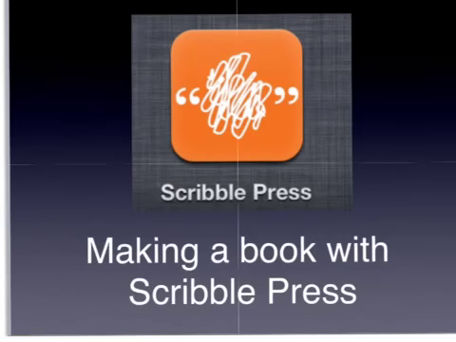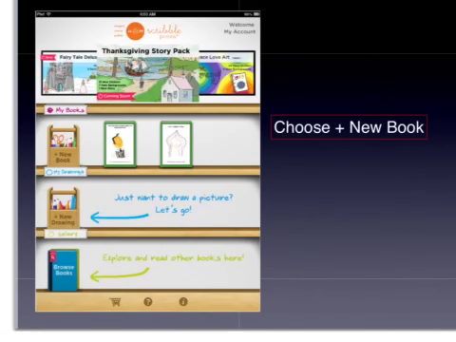Today I'm going to show you how to make a book using the app Scribble Press. So first, on your iPad, find this app Scribble Press, or if you don't have it, download it from the App Store. This is what the app icon looks like. Scribble Press. Alright, now that you have Scribble Press, open it, and this is the home page for Scribble Press.